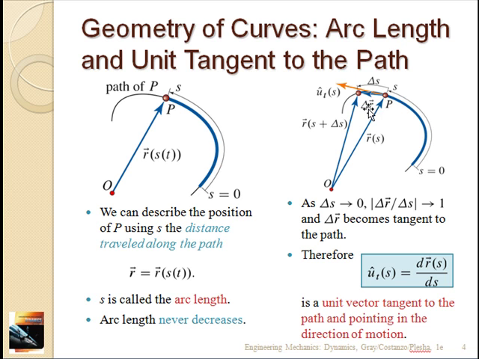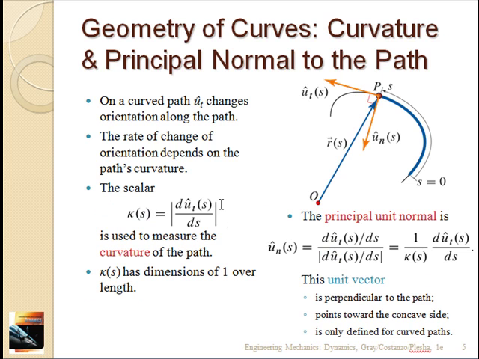Right? So as delta s goes to 0, then this delta r is going to approach the tangent to the circle. So if we have a position vector, the derivative of the position vector with respect to the arc length is a unit vector tangent to the path. Okay. We can also define kappa, which is the curvature, as the magnitude of that spatial derivative. That is the derivative of the tangential unit vector with respect to arc length.